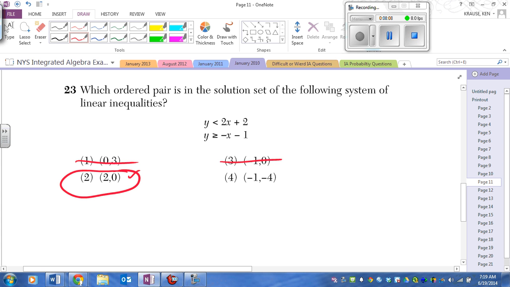Now I can check that as well, of course. What I'll do is I'll put the 0 in for y: 0 less than 2 times 2 plus 2. That's 4 plus 2, which is 6. So 0 is less than 6. I can do it here too: 0 greater than or equal to -2 minus 1. Well, -2 minus 1 is -3. And 0 is greater than -3. Okay.